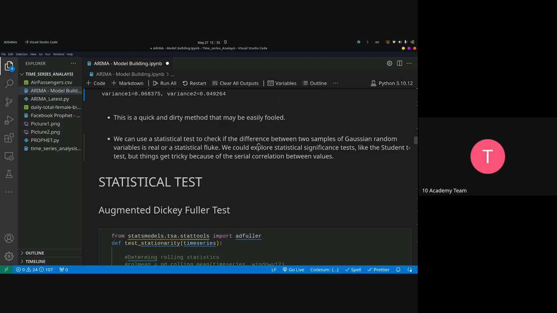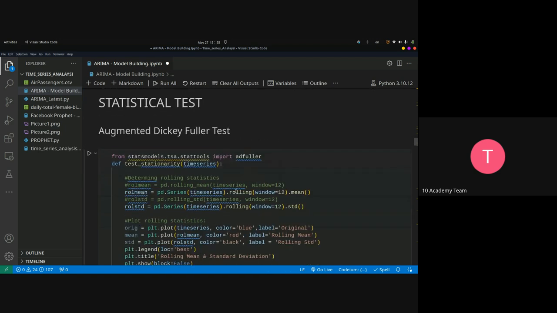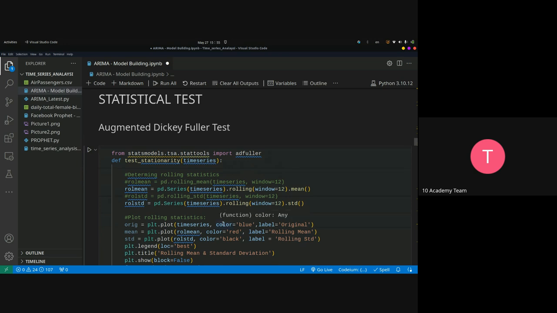The only way we can make sure that it's stationary or non-stationary is by doing statistical tests. The first one that we're going to use is the Augmented Dickey-Fuller test. It's like the AB hypothesis testing, right? It's a statistical test. So we will have a null hypothesis and an alternative hypothesis.